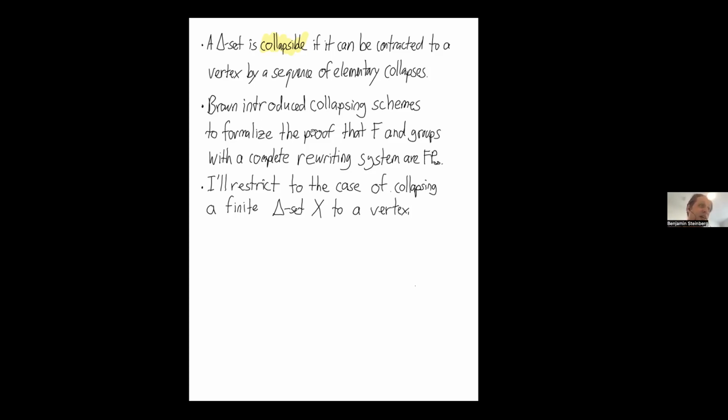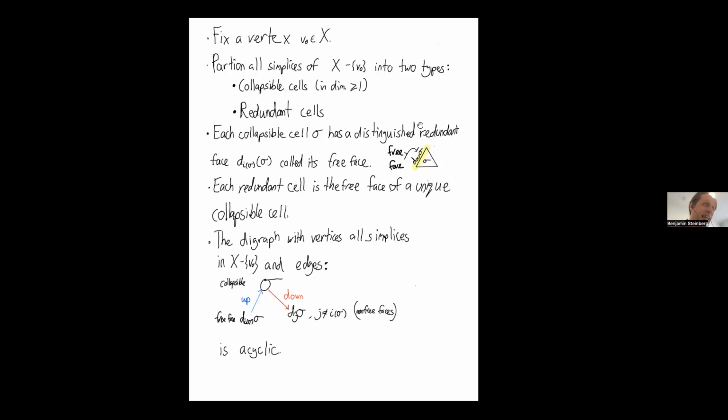Now, Brown introduced something called collapsing schemes to formalize his proof with Geoghegan that Thompson's group F is of type FP infinity. And he also gave a proof, and his complete formalization appears in this paper, where he proves that groups with a complete rewriting system are of type FP infinity. I don't really want to get into what that means now, but I'm going to tell you what a collapsing scheme is in the special case of trying to collapse a finite delta set to a vertex, because that's the only case that I need here. And again, this is completely equivalent to Robin Forman's discrete Morse theory. It's just a different language for it. And I guess I'll use the Robin Forman formulation of things.